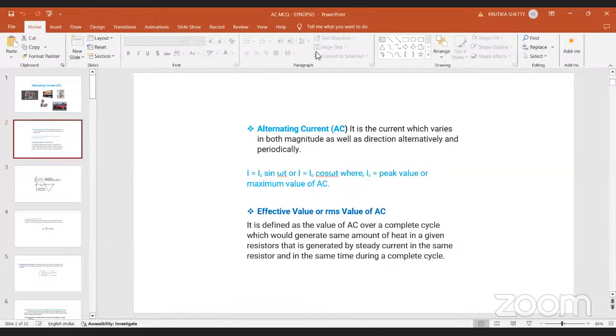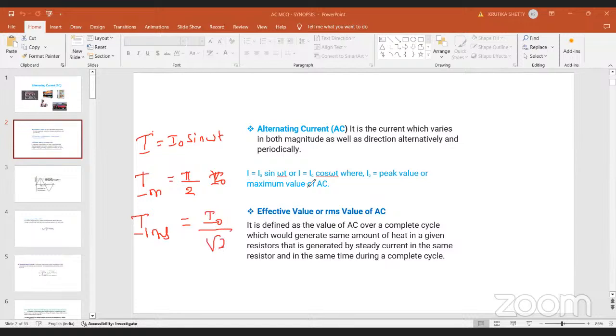Now we were writing the formula list for the EMF and for the current. For the current, I is equal to I naught sine omega t. The relation between the mean value of the current and the peak value of the current is I mean equal to 2 by pi into I naught. And the I RMS is equal to I naught divided by root 2.